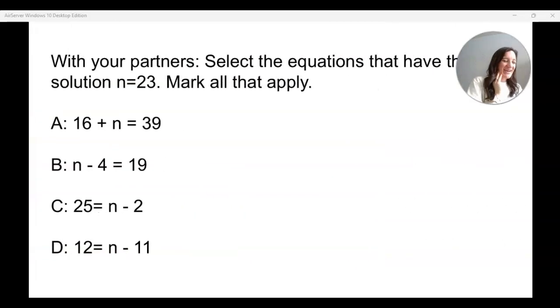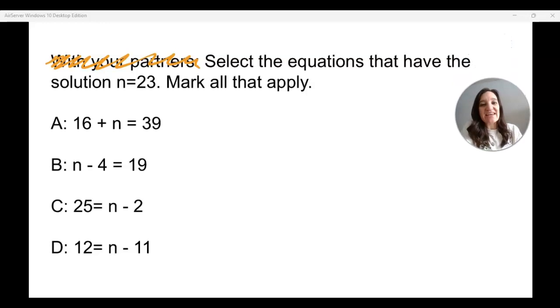Okay, awesome. All right. Now, oh, this is with your partner. Yeah, sorry, I want you to do this on your own. Select the equations that have the solution n equals 23. Mark all that apply. So there might be 1, 2 actual solutions.